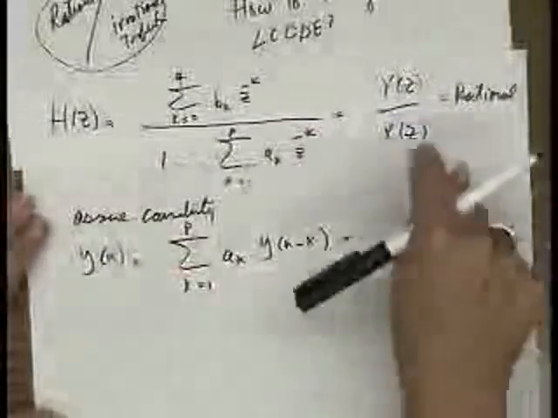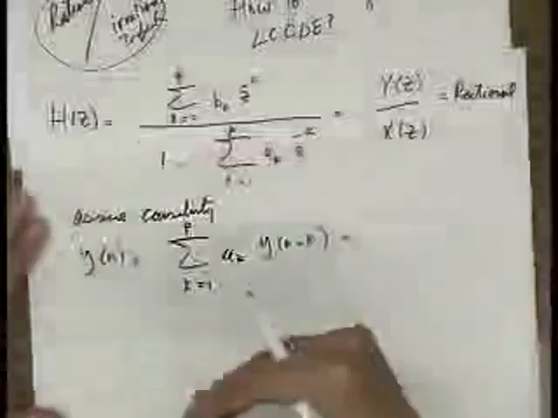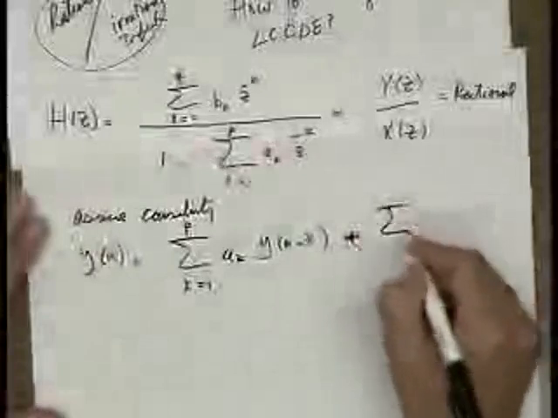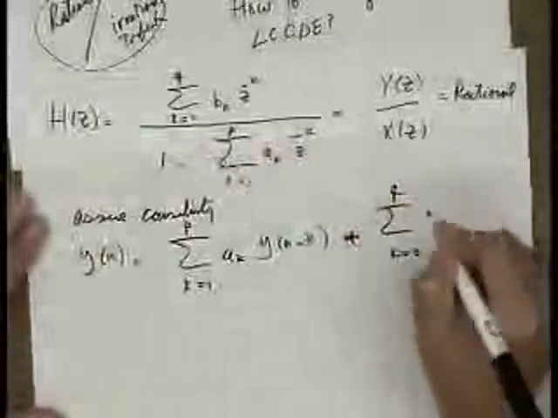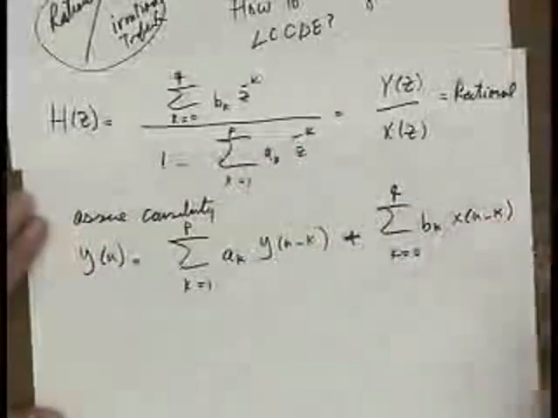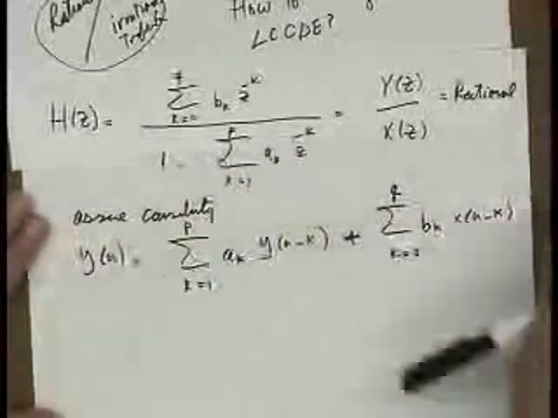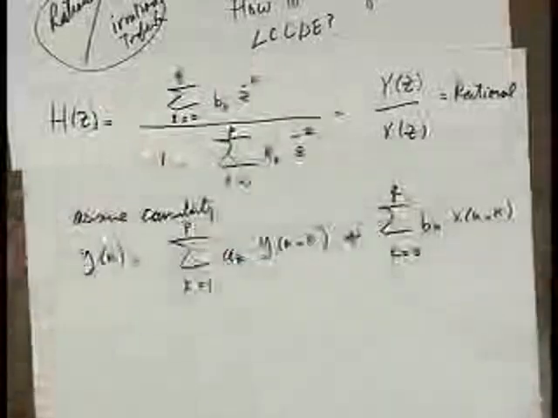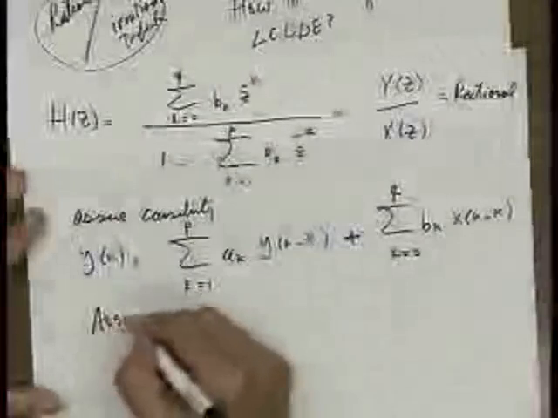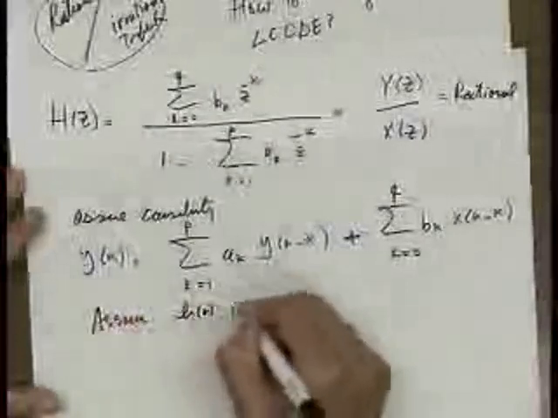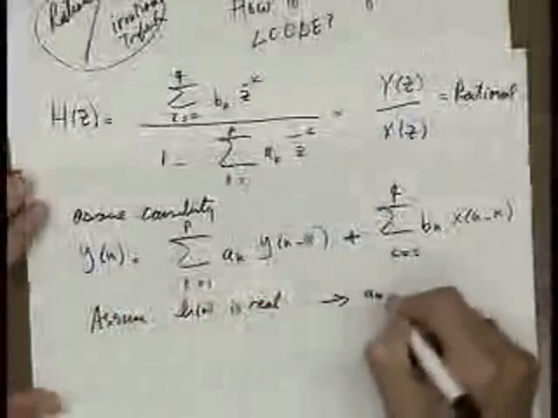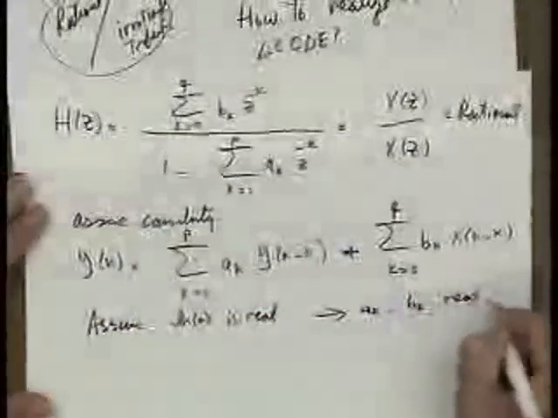This is equal to, and then this gets multiplied by that, and I take the inverse z transform of that, plus the summation from k equals 0 to q of b sub k x of n minus k. So that's my difference equation, and that's my rational transfer function. I'm also going to assume, for the rest of this discussion, that h of n is real. If h of n is real, that means the a sub k's and b sub k's are also real.